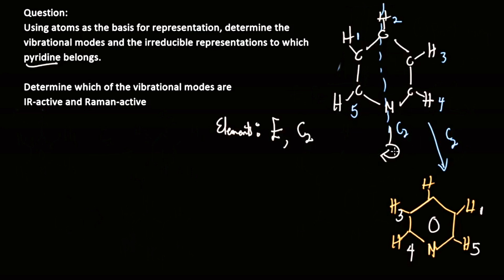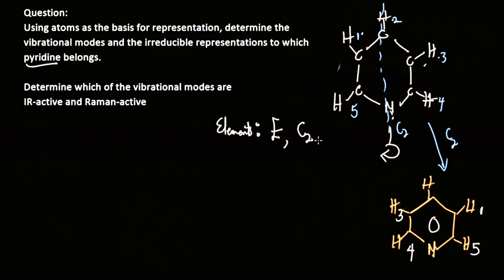So can we have C3? No, impossible. C4, no. C5, no. How about C6? If we have C6, this one will move here. So H2 will move here, H3 will move here, H4 will move here, and N will move here. So this is definitely not going to be the same as the initial structure. So C6 is not possible.